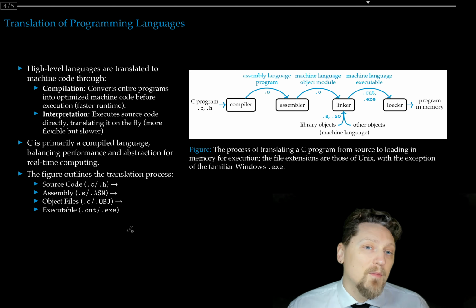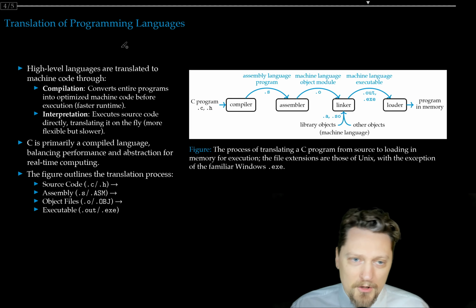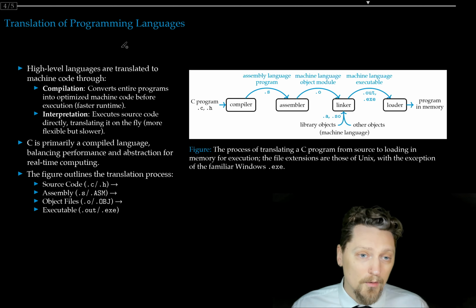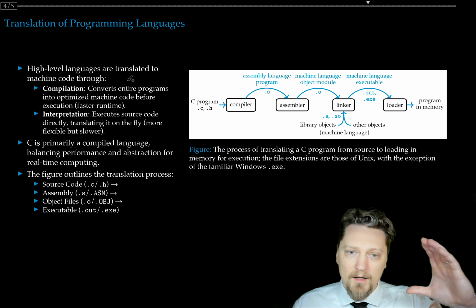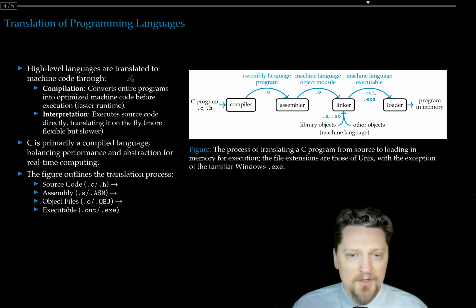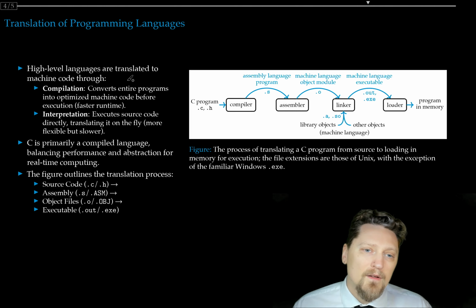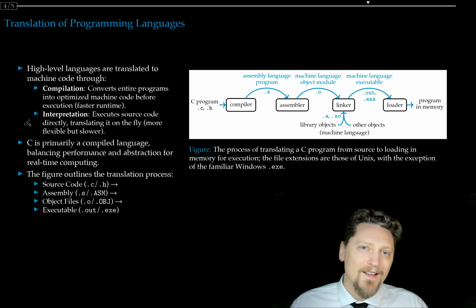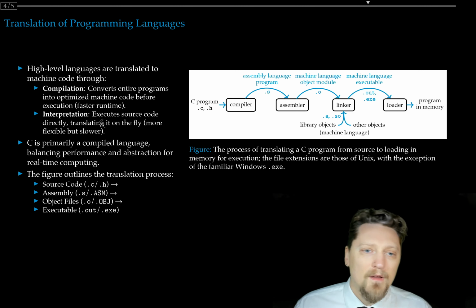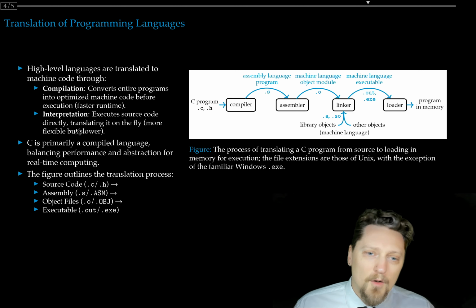The translation aspect of programming languages. So high-level languages are translated to machine code through one of two processes, either compilation, which converts the entire program into optimized machine code before execution. So this way of doing it has faster runtime than the other way. Runtime is the time it takes to execute the program. Or interpretation, which executes source code directly, translating it on the fly, which is more flexible but slower. Interpreters, you can give it a line of code, it will interpret it and spit back the result.